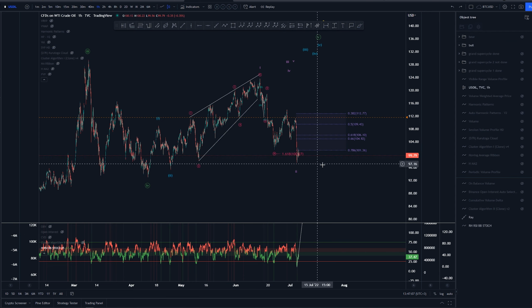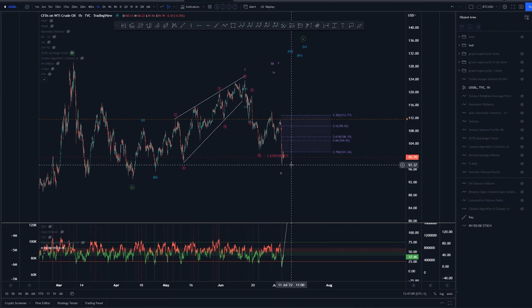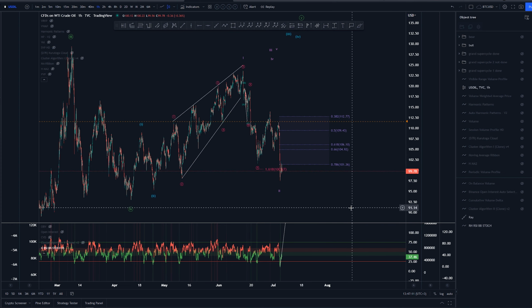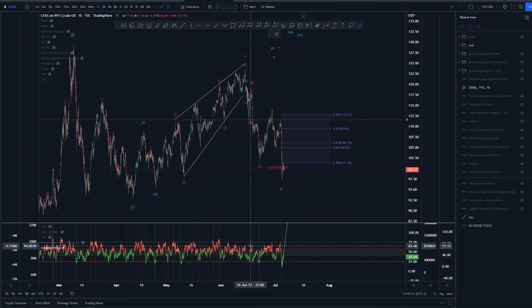At this point, again, we have already retraced quite a bit for the wave 2, so it is looking less and less likely that this is indeed the bullish case playing out. So again, this is just not a very likely scenario at all to me.